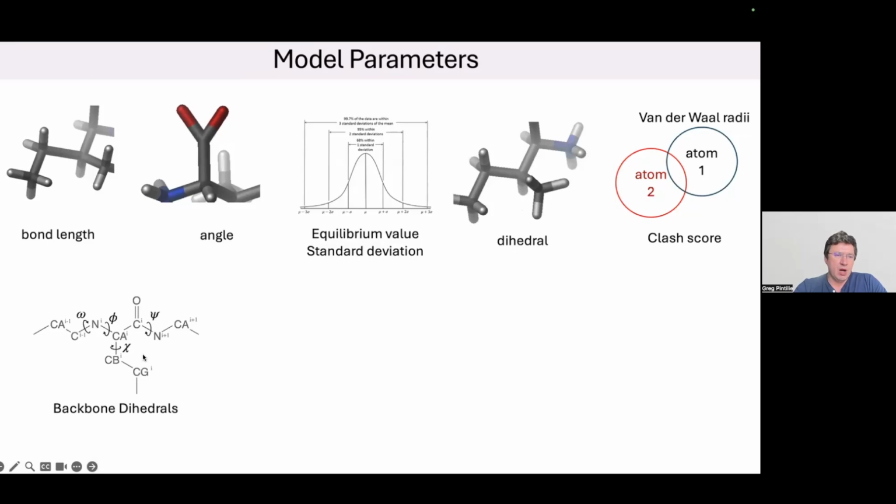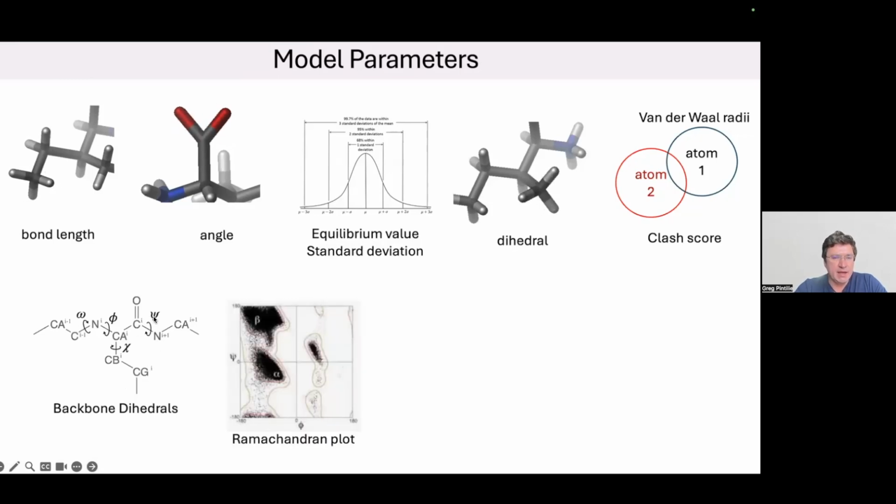Another important property is the special backbone dihedrals, which include the phi and psi angles. These phi and psi angles are often plotted in Ramachandran plots. Again, based on a lot of high-resolution structures, we see that these phi and psi angles like to be in particular areas where they're commonly observed. Any phi and psi angles that fall outside these regions tend to be characterized as unrealistic, or not good for the model.